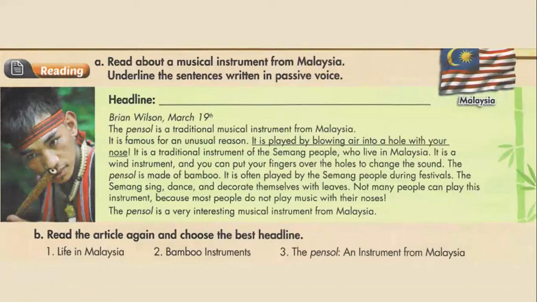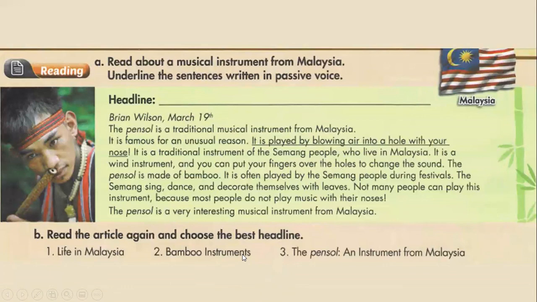Next, we have Bamboo Instruments, number 2. As we can notice, the number 2 choice is about bamboo instruments, and it is in the plural form, so there's an S on it. And we only talk about one bamboo instrument in this article, just the pensol, right? So I don't think this is the best headline for this article.